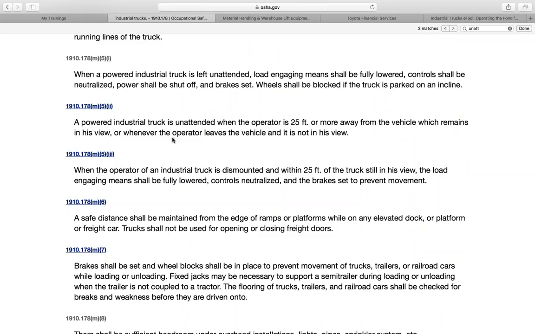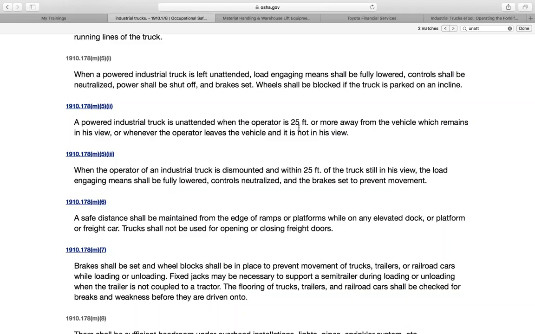Right here, and I know we talked about this a few weeks ago, but you see how many times I'm coming back to this. What is it? Anytime that powered industrial truck is unattended is when we're more than 25 feet away. So if we're greater than 25 feet away, but we can still see it, it doesn't matter. It's unattended, okay? Not only that, but anytime it leaves our vision, our view, it's unattended.